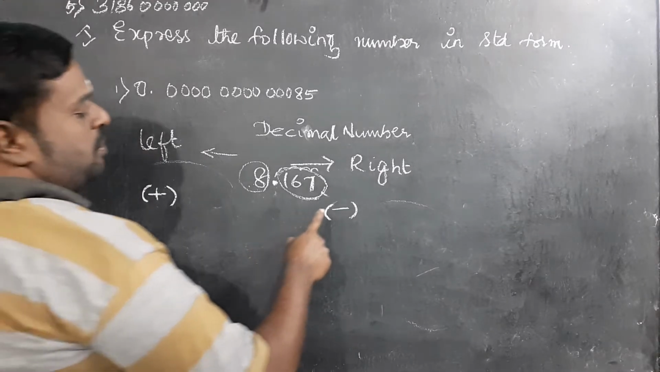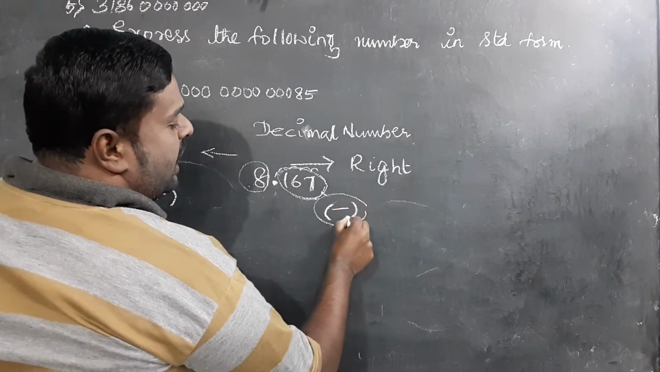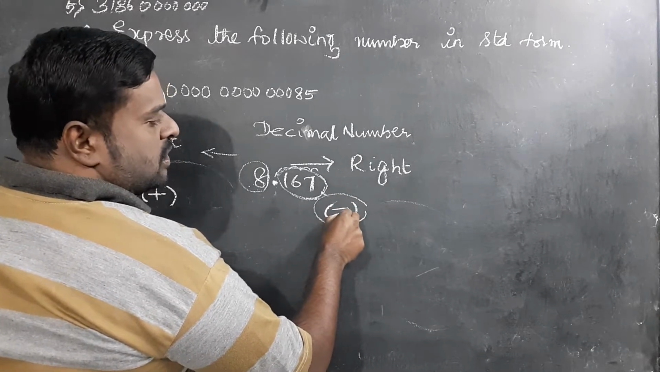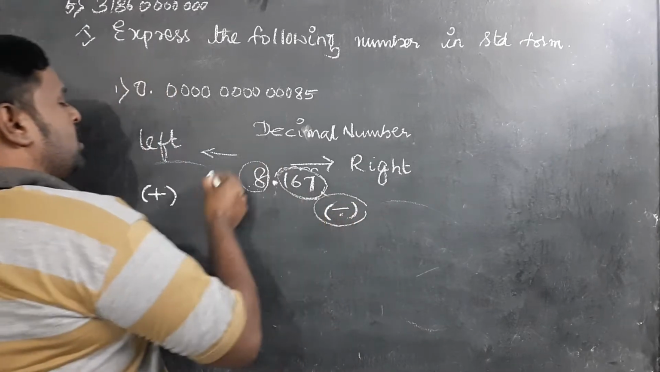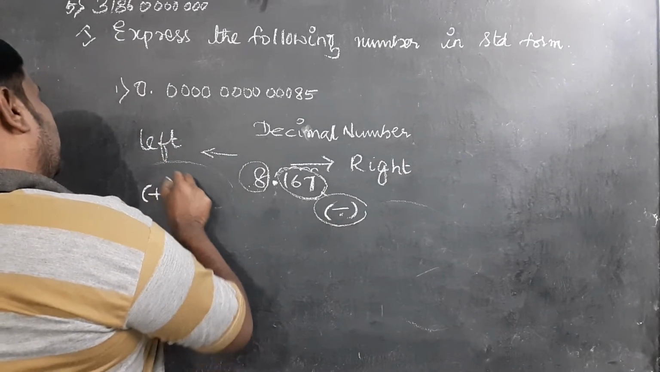Keep it in mind, when you are shifting towards the right, it is a multiple of 10 with a negative power. You will always get a negative. When you are shifting towards the left, always you will get the multiplication of 10 with a positive power.